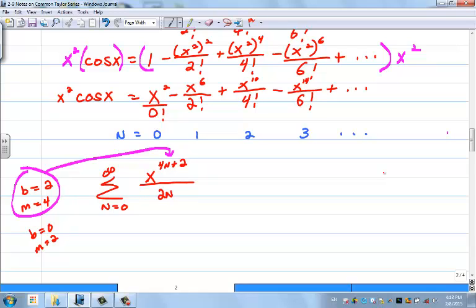Now be careful, it's got to be in parentheses, factorial. And then one thing I forgot is the negative. Since the first term is positive, we do negative 1 to the n, because negative 1 to the 0 is 1. So that would be your pattern.